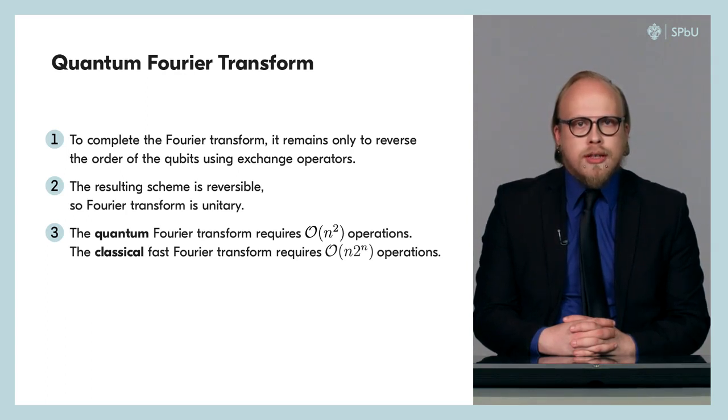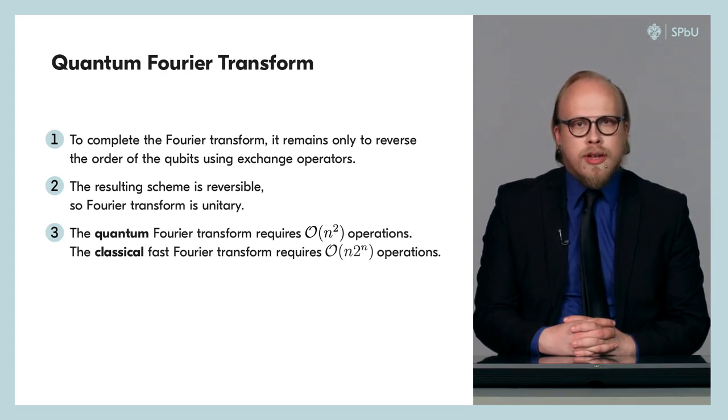Let's recall that each such element consists of 3 quantum elements C0. After the exchange operations, as expected, we obtain the final expression for the quantum Fourier transform. Note that all elements of this scheme are reversible, which means that the quantum Fourier transform corresponds to the unitary operator, as quantum calculation requires.